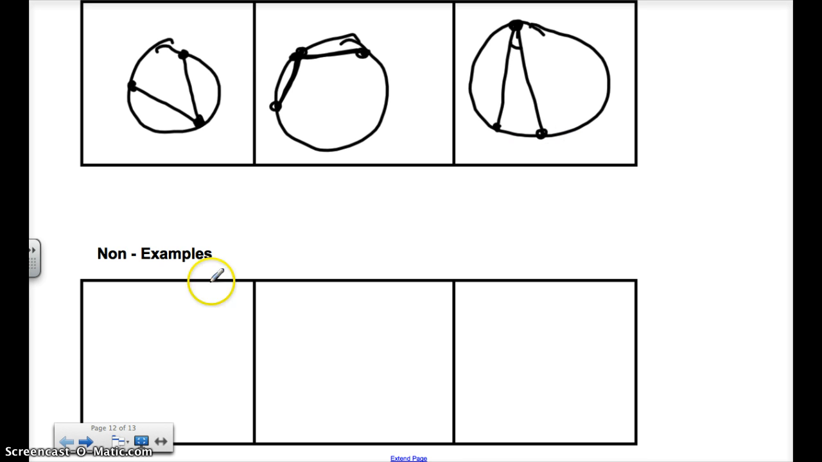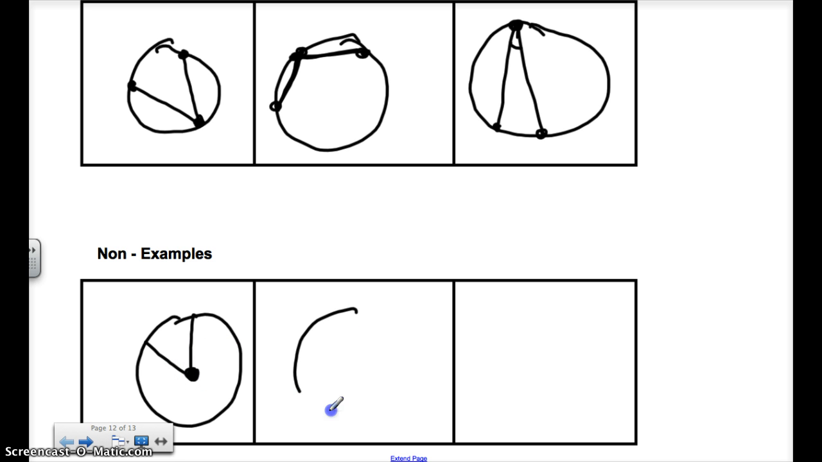But more importantly, let's look at non-examples. What would they not be? Well, let's try this one. Over here, we have a circle. If I were to draw this, would this be an inscribed angle? Nope. Why? Because its vertex is not on the circle. This would be a central angle, if you remember that. Remember, it's where the vertex is at the center, but it's not an inscribed angle.